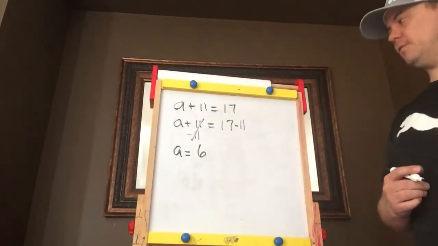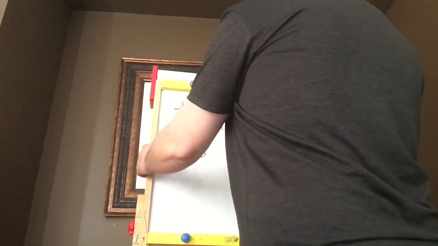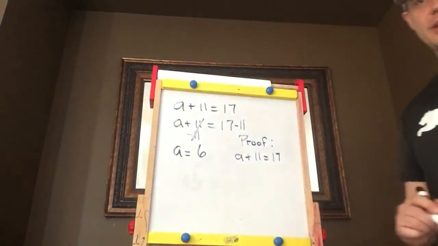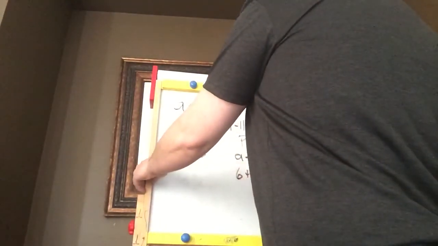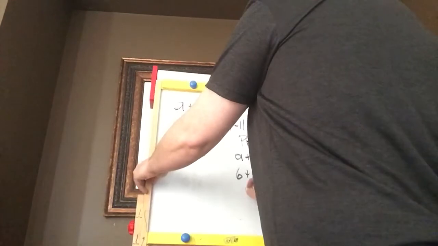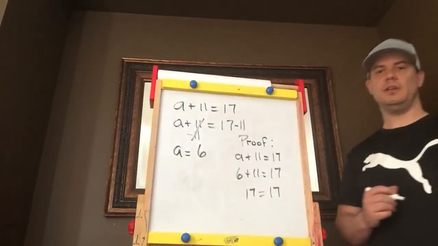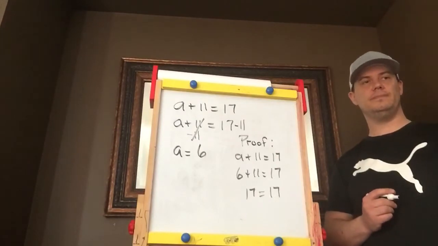Okay, and for our proof, we just substitute in for A. Now we know that A is 6. We take the A out, we put a 6 in its place. The question becomes 6 plus 11, which is 17, meaning you have 17 on both sides, and you've got a balanced equation.